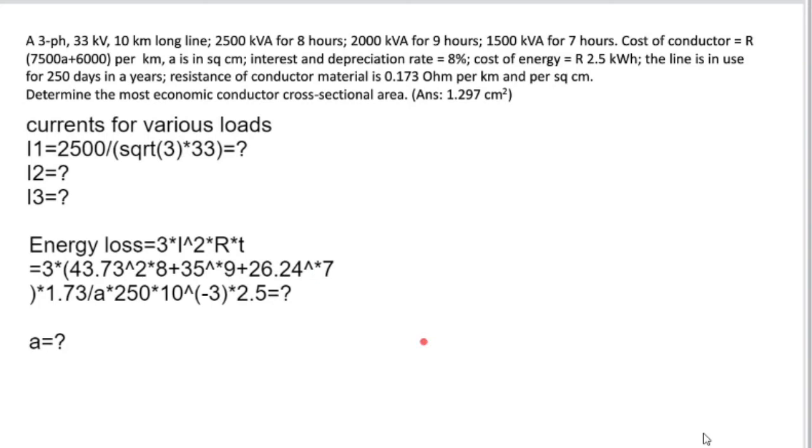Yes, 250 multiplied by 10 to the power minus 3 is for kilowatt hour conversion. That one is for kilowatt hour conversion, because I square R is watt. You multiply it by hour, giving watt hour, and then convert it to kilowatt hour. That is 10 to the power minus 3. And then 250 days is converting how many hours? But the hours are there in the first place.